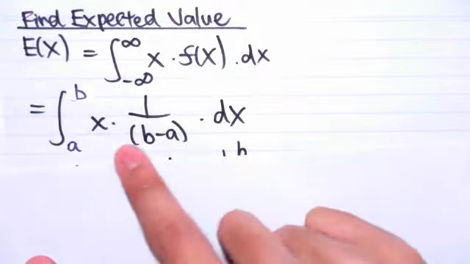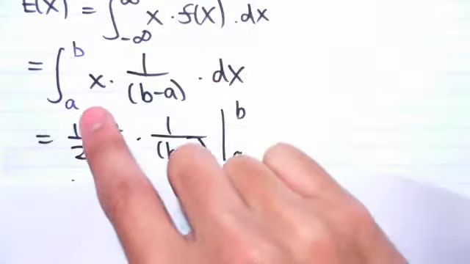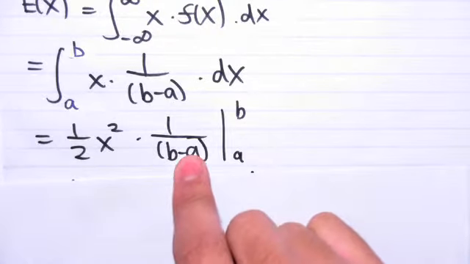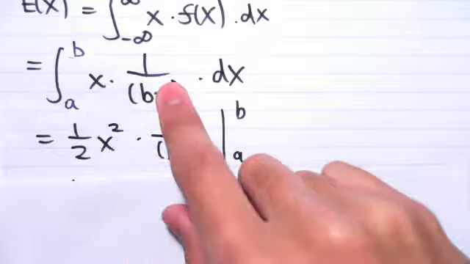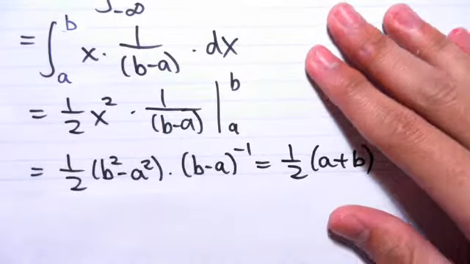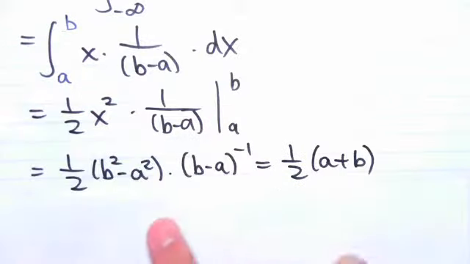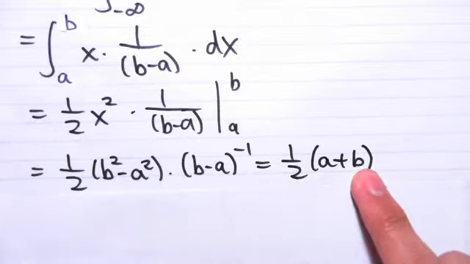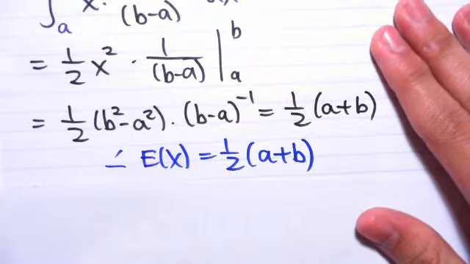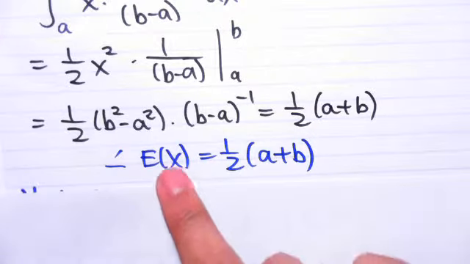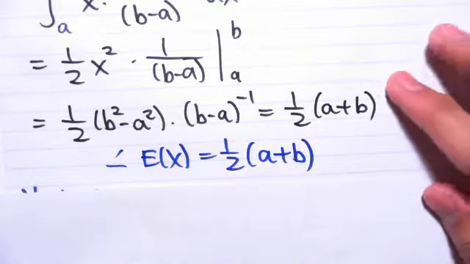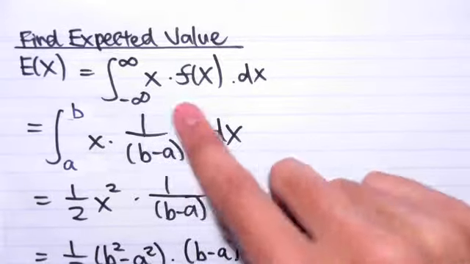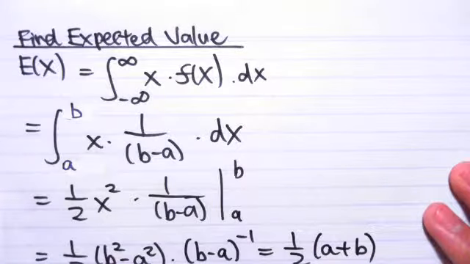Now we do the integration of this. It comes out to be half x squared times 1 over b minus a, and this is the result of the integration. When you substitute the a and b in, that will give you this, and eventually the expected value will become half of a plus b. So we can conclude that for our uniform distribution, the expected value is equal to half of a plus b. This is how we can use the formula for the expected value of a continuous random variable.